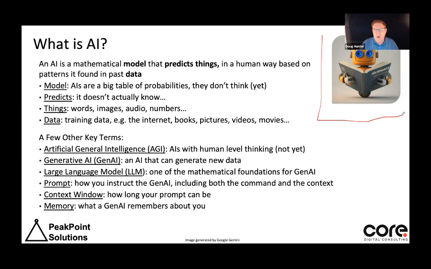Finally, the memory. You don't want to have to go upload everything about who you are and what you're trying to do and everything about the company every single time you write a prompt. So memory allows the AI to memorize things about you so you don't have to keep typing it in every single time you use it.